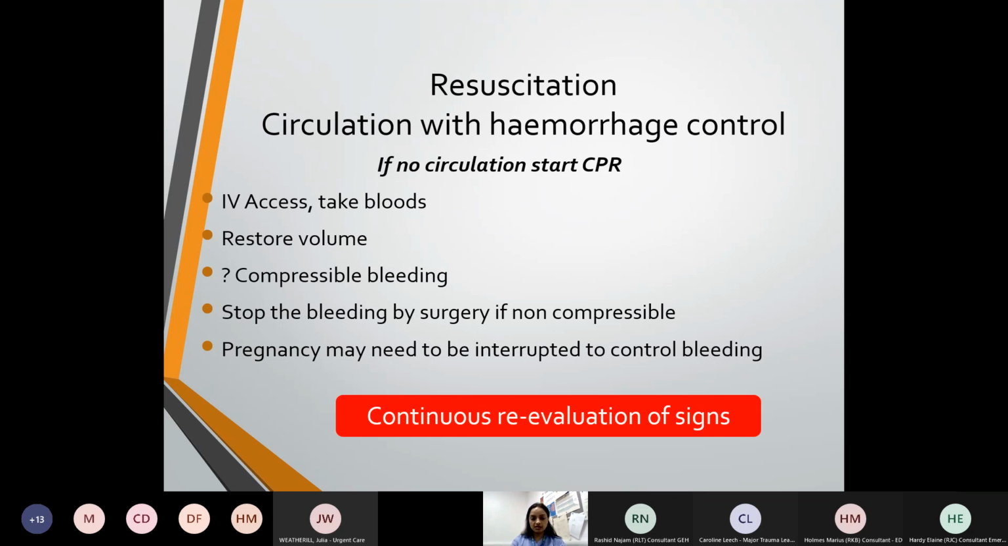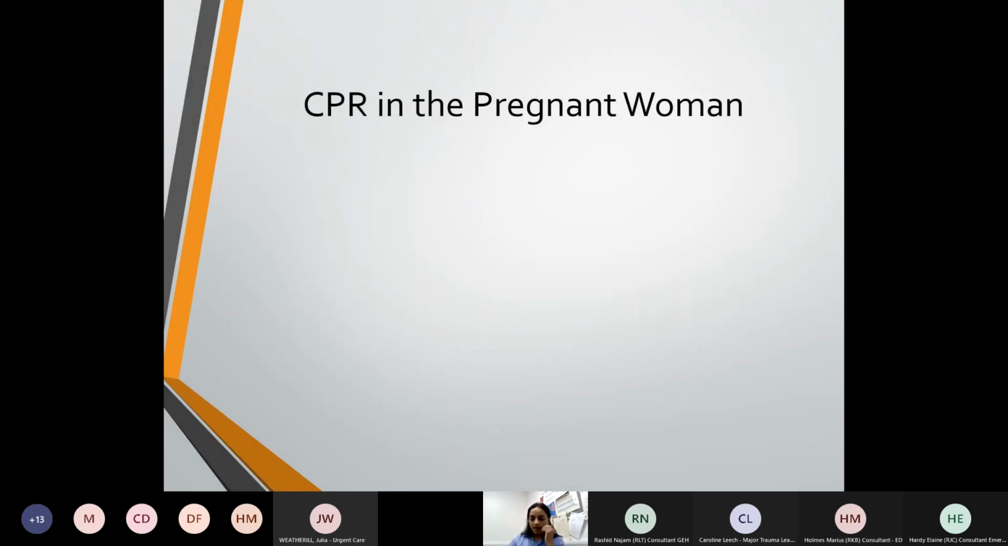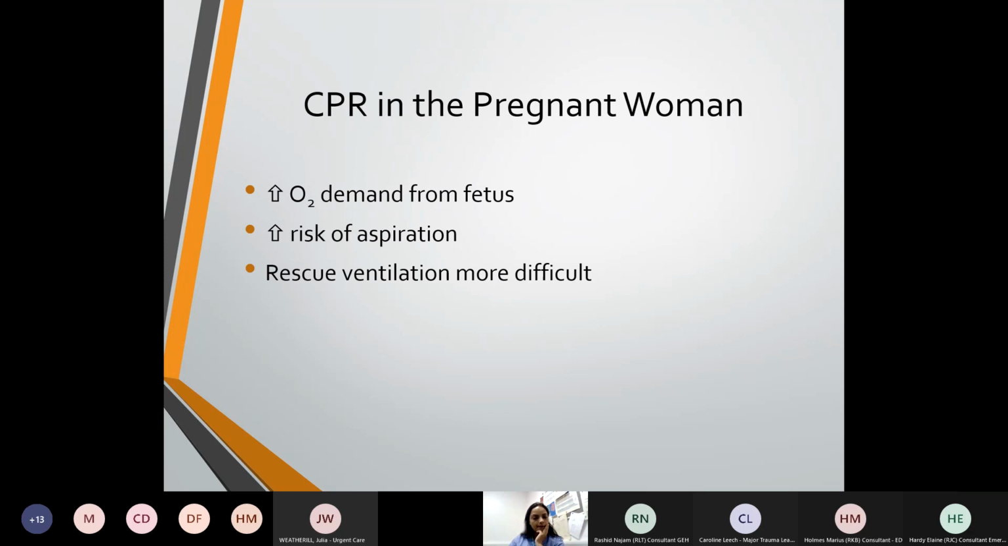So continuous reevaluation stands for any trauma patient, as it would with the pregnant population. So CPR in the pregnant population in general is considered to be difficult. Sorry, I was meant to take this animation off. Sorry about that. So why is CPR difficult in pregnant patients? Because of the physiological changes we talked about. All this becomes extremely relevant when you're trying to do CPR in a pregnant woman. So the increased oxygen demand is more.